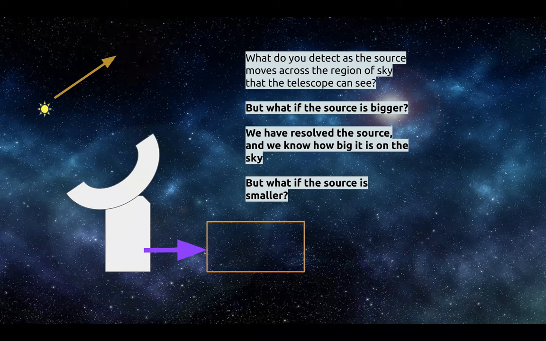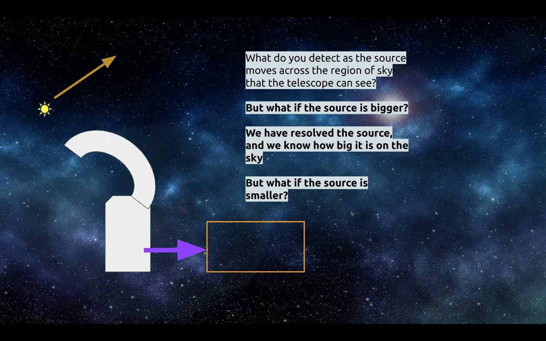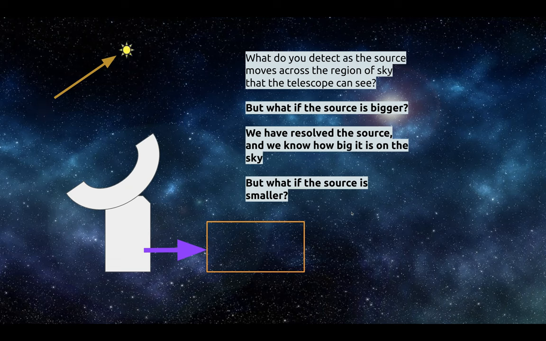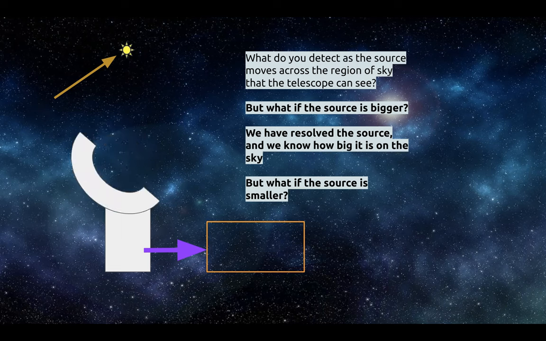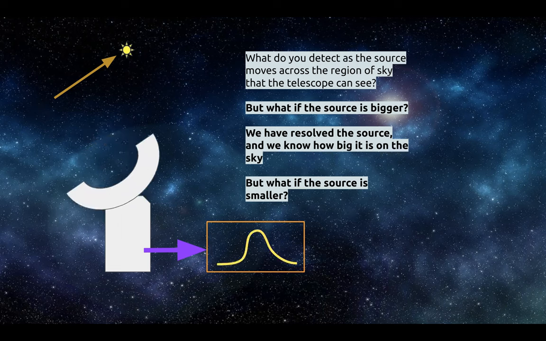If you have a smaller radio star like this, it moves across the beam of the telescope. And the telescope, of course, has to do a twirl, because very important. Another twirl again. And you actually will get the same response as at the start, right? So this is the same we had at the very start, right? So the source is smaller, but we still get the same response from the telescope.